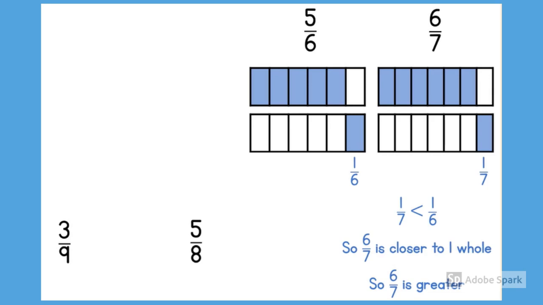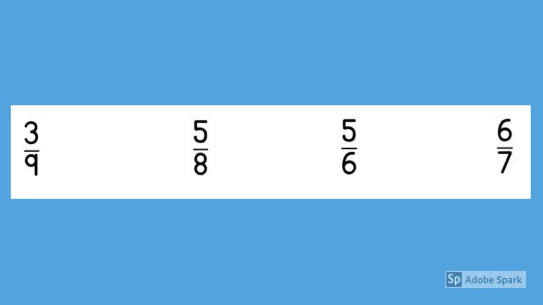Let's put these fractions in order now. And so here we have the fractions in order from the smallest to the greatest. Remember, we did 3/9 by comparing it to a half. We compared 5/8 and 5/6 by looking at the numerators being the same and the denominators different. And then we looked at 5/6 and 6/7 and compared them using bar models.